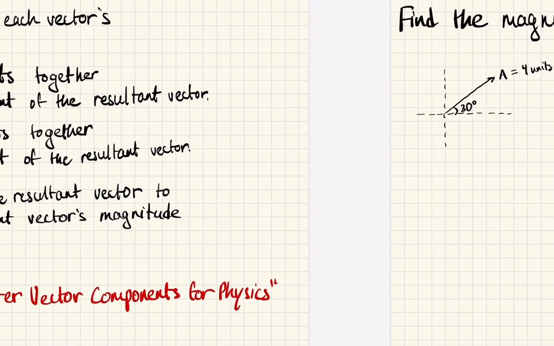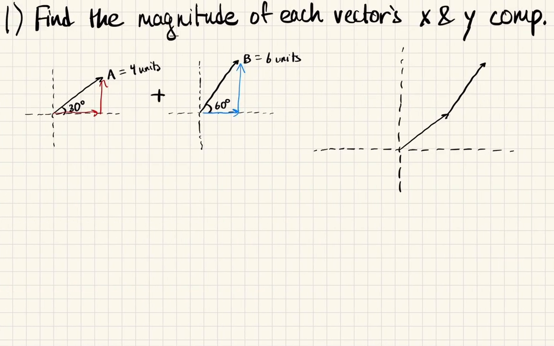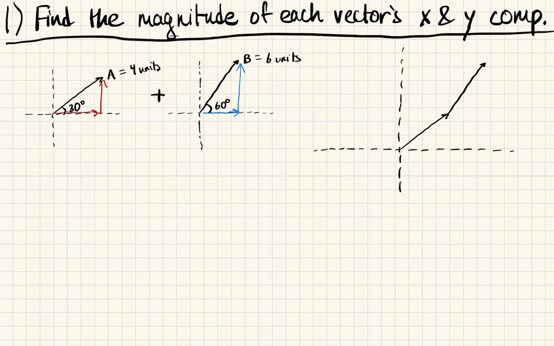All right, so here's our first problem. Let's use each of the three steps to add vector A and vector B, okay? And we'll start with the first step, which is find the magnitude of each vector's x and y component. So here in red, I've drawn the x component and the y component of vector A, and in blue, the x component and the y component of vector B, okay? So let's start out with vector A.